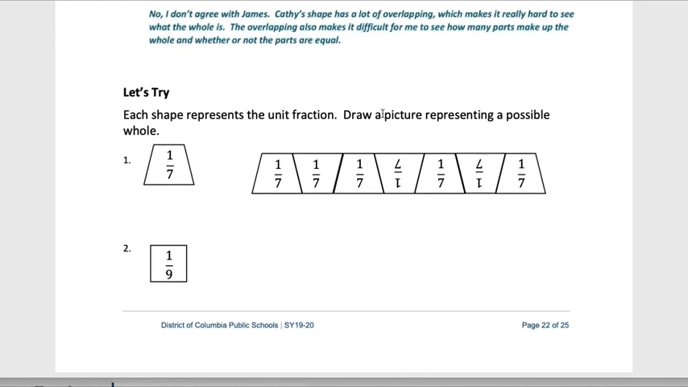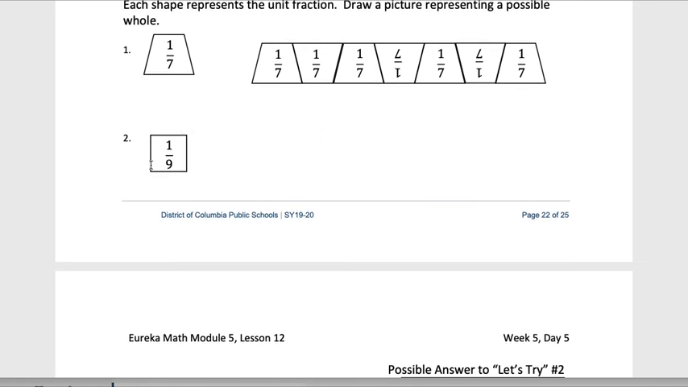So here's where you're going to try drawing pictures to represent a possible whole. The shape that they gave you here, you would just need to draw 7 of these shapes. Now, some of the shapes might be kind of tricky to draw, and I just want you to try your best. But you can see they drew 1, 2, 3, 4, 5, 6, 7 of those shapes. So right here I have a square, and it's showing me that this is 1/9. How many copies of this do I need to draw now? I need to draw 9 squares.